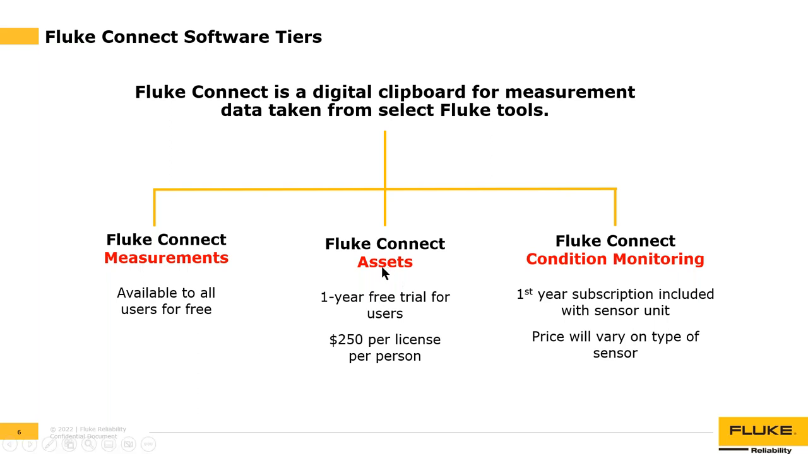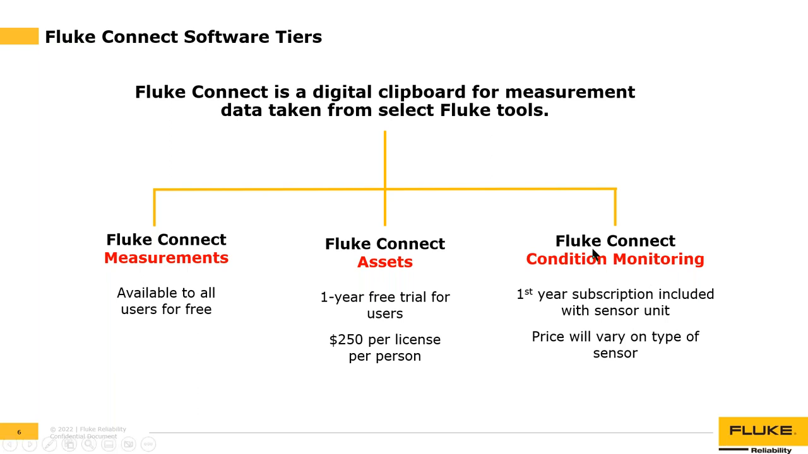The second tier, which is the Fluke Connect Assets tier, comes with a 1-year free trial for users and is $250 per license per person after that. This tier includes all of the features available in the Fluke Connect Measurements tier, plus asset management, asset health tracking, and work order management.